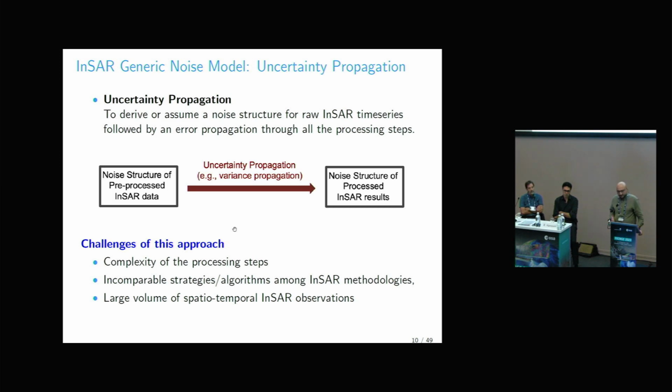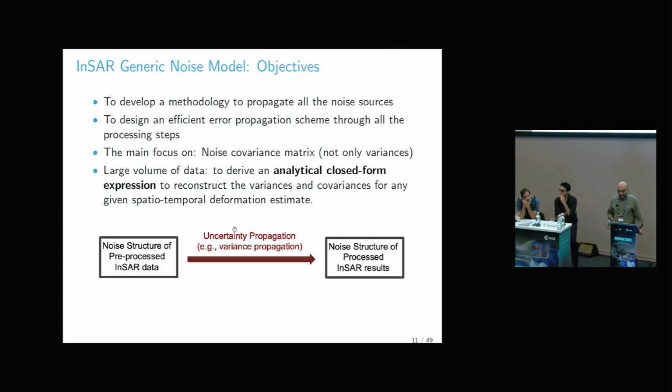Our rationale here is to use error propagation, uncertainty propagation. From our existing knowledge about atmospheric and scattering models, we have the noise of the initial InSAR products, and then through processing we want to propagate it to the noise structure of the processed InSAR results. It is complex. We have a large amount of data. There are different processing strategies between different software. We want to be as generic as possible.